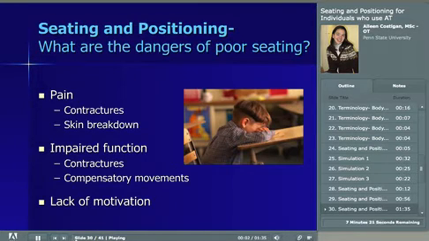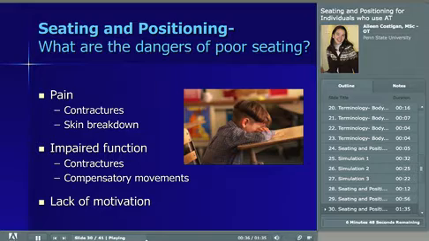The dangers of poor seating and positioning include pain, which can result from a number of factors such as contractures. A contracture is the shortening of a muscle such that a joint remains fixed in an abnormal position. Pain can also result from skin breakdown. Many individuals who require seating and positioning will often lack mobility and strength to adjust themselves, resulting in stress and pressure on the skin.